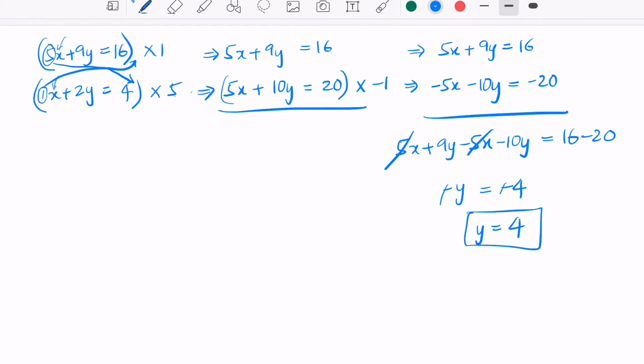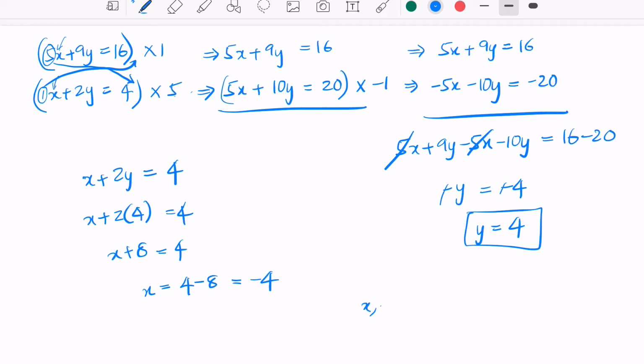So now we have the y value. Substitute this in any one of the equations, the first equation or the second equation. Let me choose the second equation because it's simpler. So x plus 2y equals 4. So x plus 2 times 4 equals 4. x plus 8 equals 4. x equals 4 minus 8. It becomes -4. So the answer for x comma y becomes -4 comma 4.